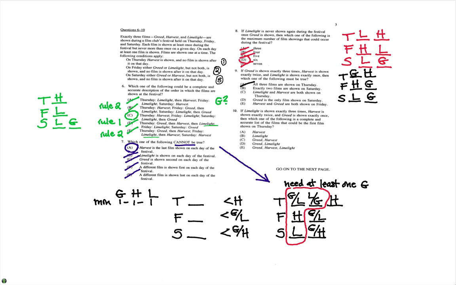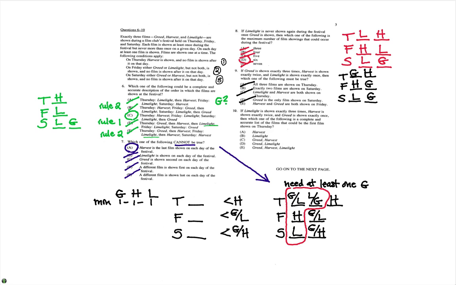B, exactly 2 films are shown on Saturday. Well, in this scenario, we have that, but again, we don't know if we've drawn out all of the possible scenarios, so let's hold B. C, limelight and harvest are both shown on Thursday. Again, in this scenario, we have greed and harvest, so C does not have to be true. C would be eliminated. D, greed is the only film shown on Saturday. In this scenario that I just drew, we had greed and limelight. So D does not have to be true, which brings me to E.